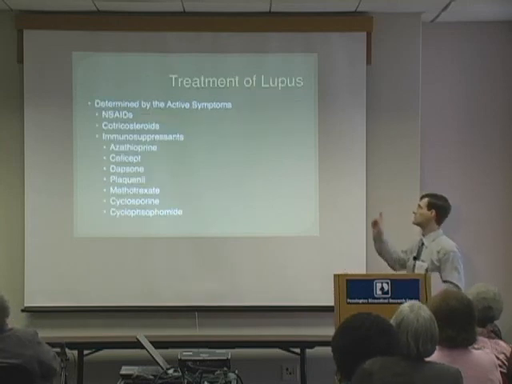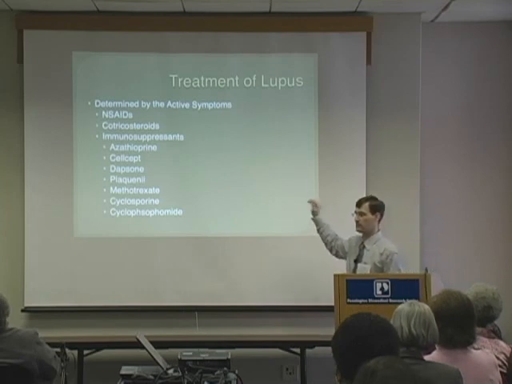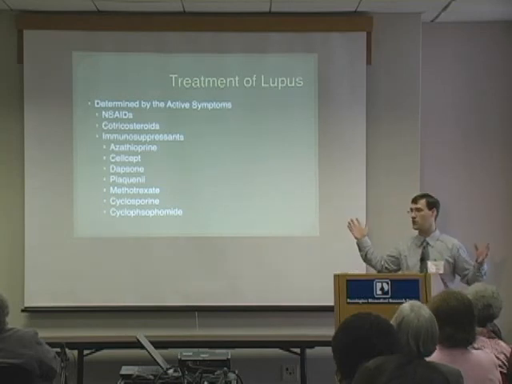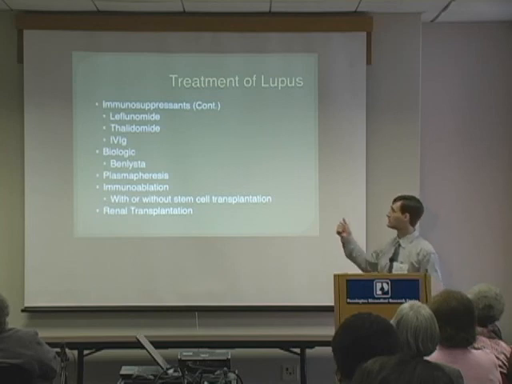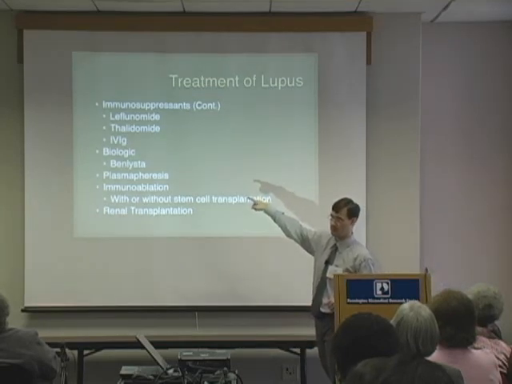How do we treat it? Again, symptomatic treatment, NSAIDs, corticosteroids. We suppress the immune system with different medicines. Azathioprine, CellCept, Dapsone, Plaquenil, methotrexate, cyclosporin, all kinds of different immunosuppressant medicines. Leflunomide, thalidomide. One of the other ones, we have one infusional medicine. It's a new medicine. It's called Benlysta.